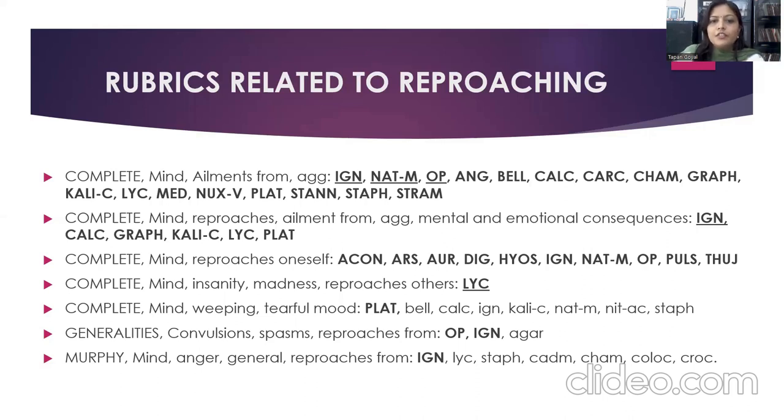We have Mind, weeping, tearful mood after reproaches: Platina, Belladonna, Calcarea, Ignatia, Kali carbonicum, Natrum muriaticum, Nitric acid, and Staph. In Generalities, we got one rubric, convulsions, spasms from reproaches. The person gets convulsive, we get spasms or seizures after reproaches. We have Ignatia, Opium, and Agaricus present there. In Murphy Repertory, we have Mind, anger from reproaches. In high grade, we got Ignatia there. And in lower grade, we have Lycopodium, Staph, Cadmium, Chamomilla, Colocynth, Crocus.